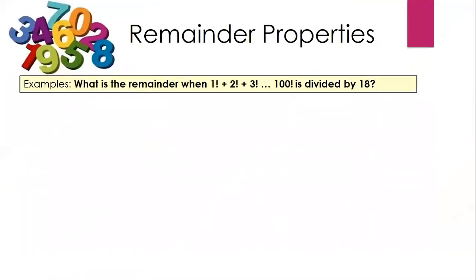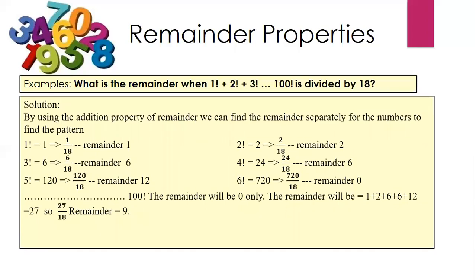So say here, what is the remainder when 1 factorial plus 2 factorial plus 3 factorial and so on till 100 factorial is divided by 18? When we have a larger number like this, we can split it. 1 factorial when divided by 18, what is the remainder? 1 factorial is 1.